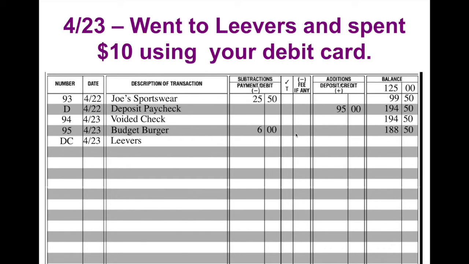Again, a debit card is going to decrease your checking account, so we will put it in the minus of $10. We'll take $188.50 minus $10, and our new checkbook balance is $178.50.